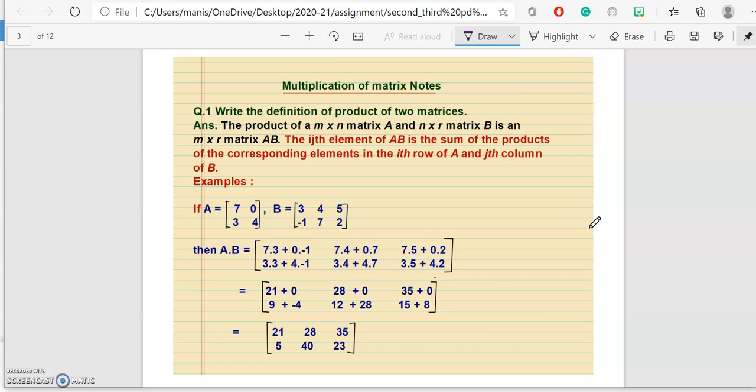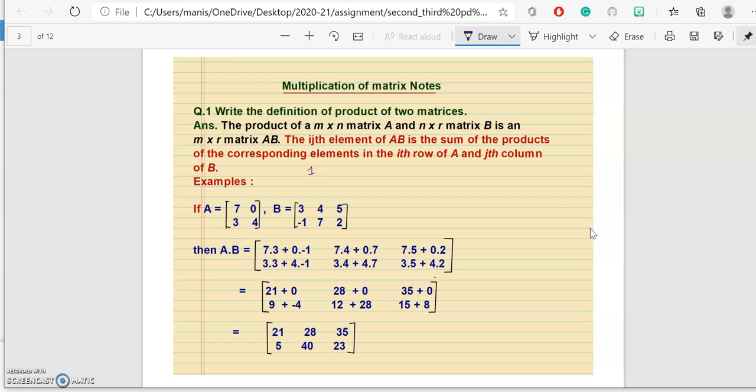The product of an M by N matrix A and an N by R matrix B is an M by R matrix AB. The ijth element of AB is the sum of the products of the corresponding elements in the ith row of A and jth column of B. Example: if A is equal to 7 0 3 4 and B is equal to 3 4 5, negative 1 7 2. So we are multiplying two matrices over here.